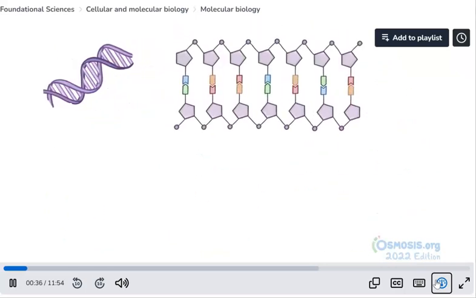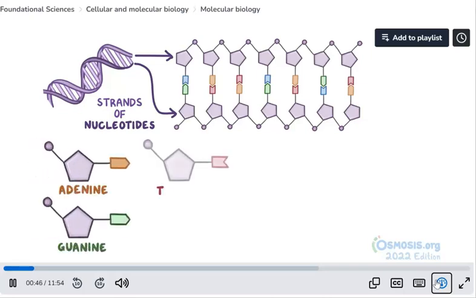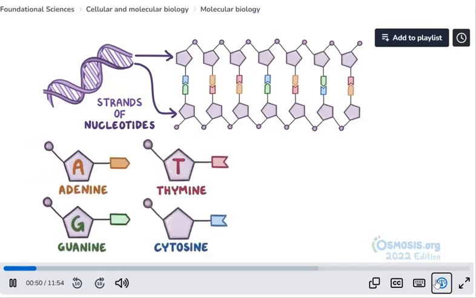Now, on a molecular level, DNA is made up of two strands of nucleotides, so each gene is just a segment of this nucleotide sequence. And there are four types of nucleotides. These are adenine, guanine, thymine, and cytosine, or A, G, T, and C.